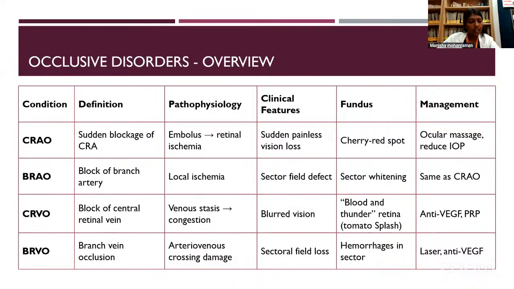And the last one is BRVO, which is branch vein occlusion. In pathophysiology, arteriovenous crossing damage happens, and the clinical feature is sectorial field loss. And hemorrhages are seen in fundus. The management for BRVO is laser and anti-VEGF injections.